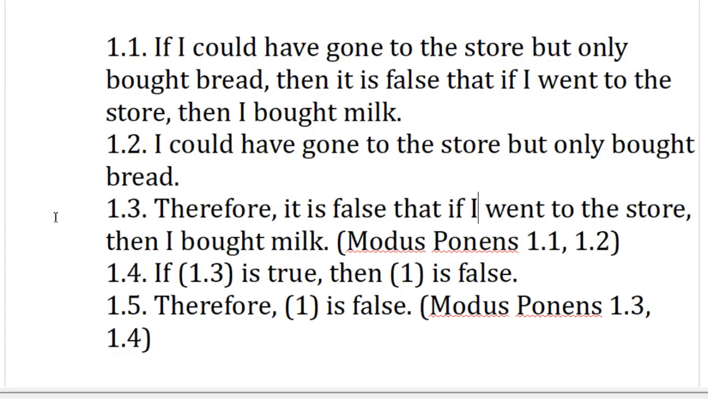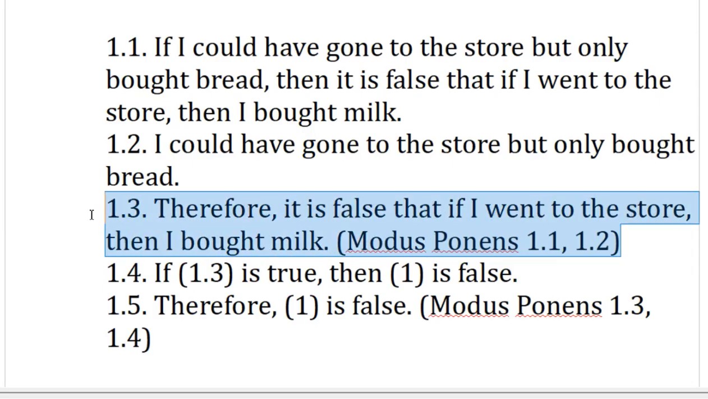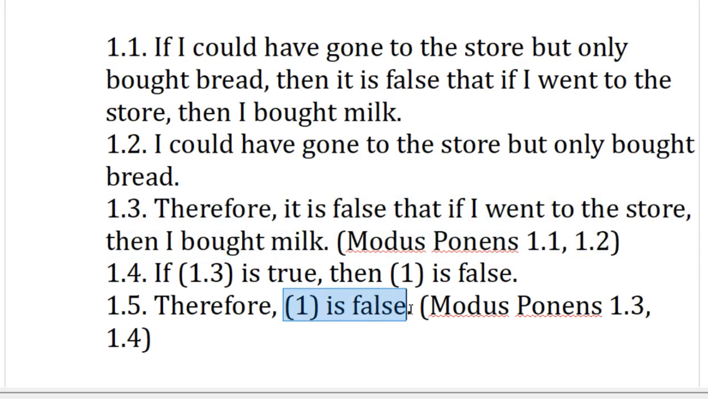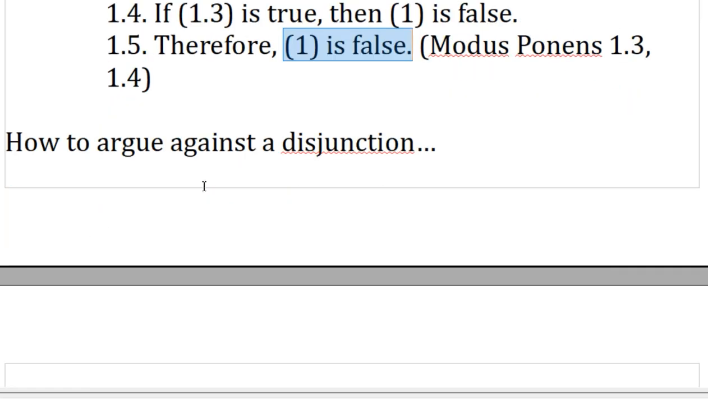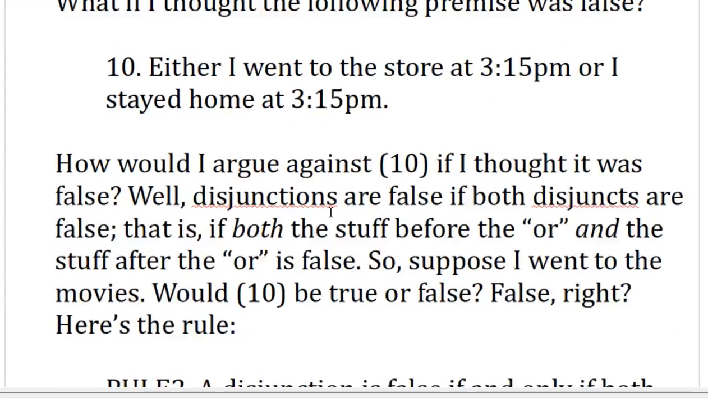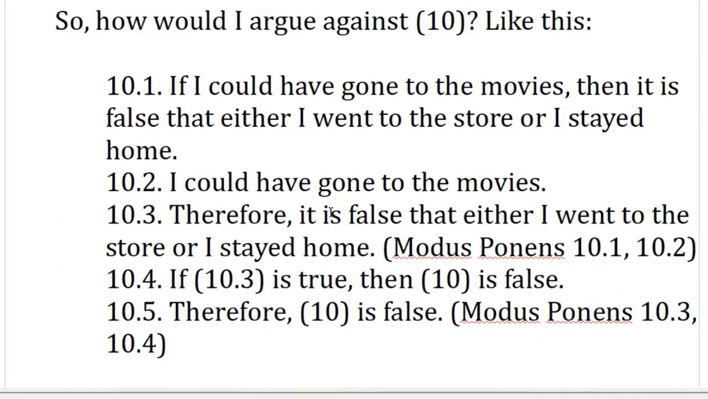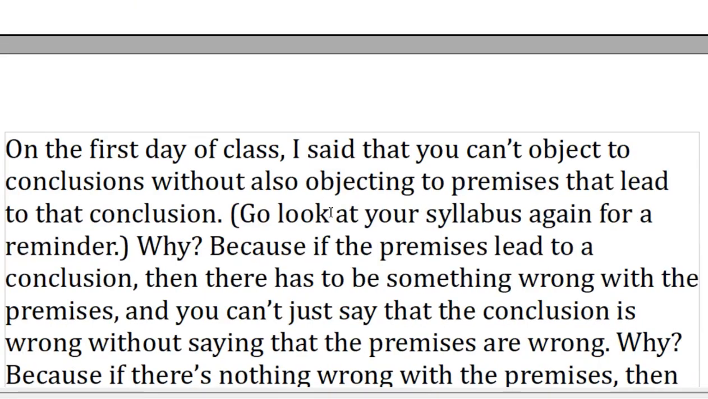If you want to be a little picky, you can say, if 1.3 is true, then 1 is false. And 1.3 is true. Therefore, 1 is false, using modus ponens again. But you don't have to do that necessarily, but you can if you want to. I'm going to skip in this lecture how to argue against a disjunction. You're probably not going to do that too much, but you can look at it on your own because this document will be given to you, so you can look it over.